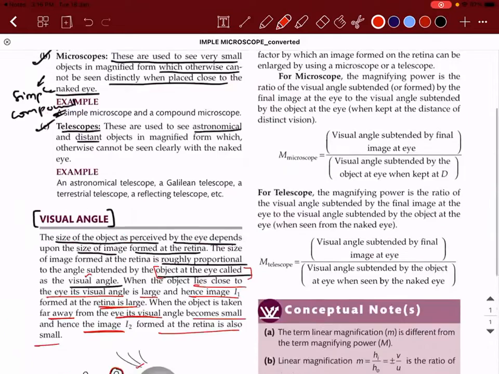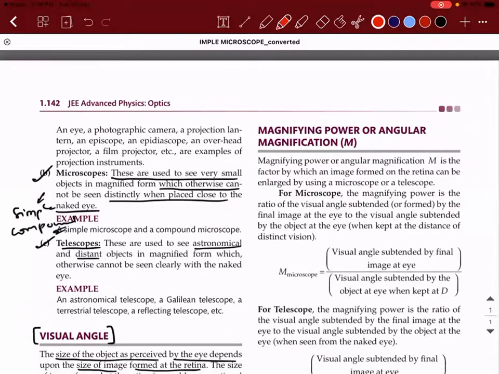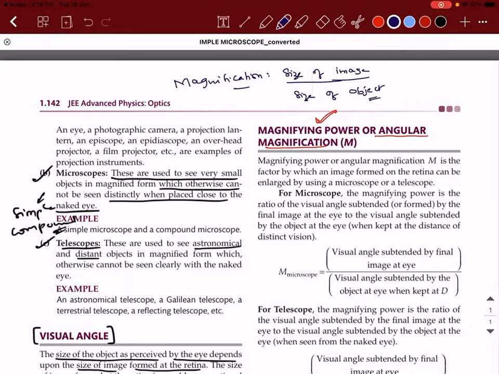For that, there is something called magnifying power or angular magnification. I told you in the beginning of the chapter itself. When you talk about magnification, what comes to your mind? Can you define magnification? It is the ratio of the size of the image to the size of the object. This is what we call magnification.